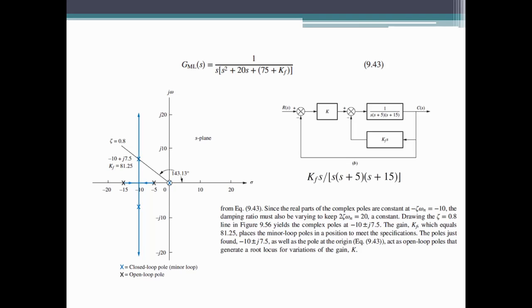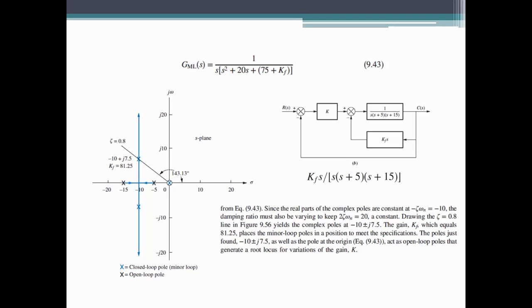As we can notice, the compensator gain here will vary with the natural frequency Wn of the minor loop poles. Since the real parts of the complex poles are constant here at negative damping ratio times Wn, at negative 10, the damping ratio must also be varying to keep damping ratio times Wn equal to 10, a constant. So as we draw the damping ratio line of 0.8 along the 143.13 degree angle, it will yield the complex pole, as you can see on the left, at negative 10. So then the compensator gain Kf is equal to 81.25.